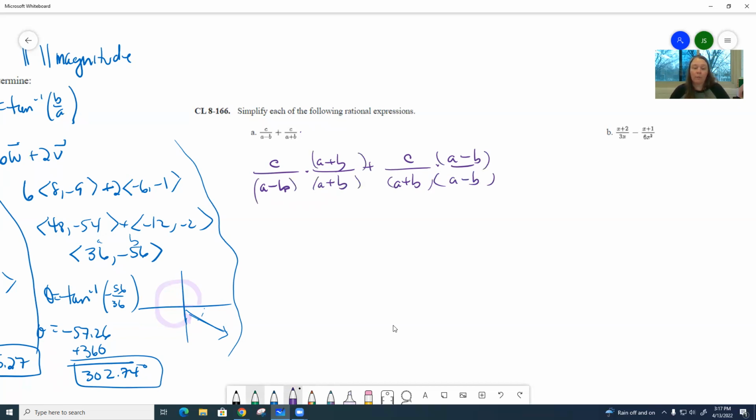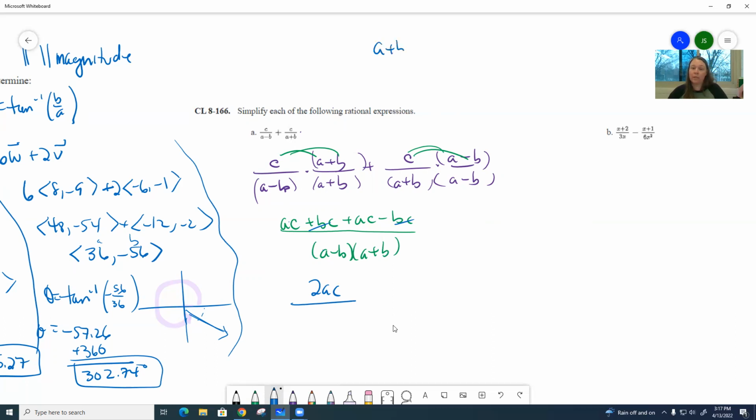Parentheses. Okay, on the top, I'm going to go ahead and distribute. So I'll have AC plus BC. And then up here, I'll have AC minus BC. And on the bottom, I have A minus B times A plus B. These are opposites, these are like terms, so 2AC. And this is difference of squares. Remember, if you have A plus B times A minus B, it equals A squared minus B squared. So that's just A squared minus B squared. Done.